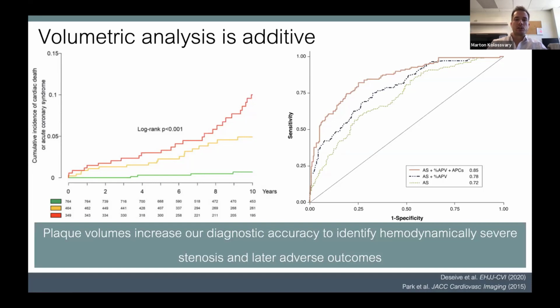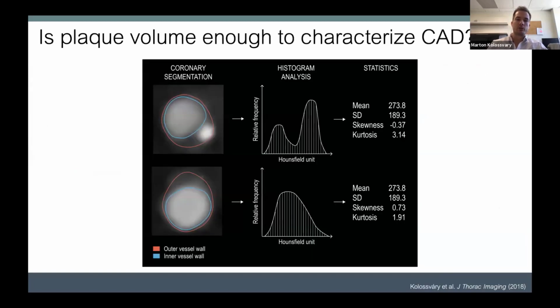However, we're still looking at only plaque volumes, and is it enough? Professor Budov will talk more about current studies that are implementing these plaque volume measures. But I would like to also move on to a different territory, which basically asks the question, is plaque volume enough to describe coronary artery disease?